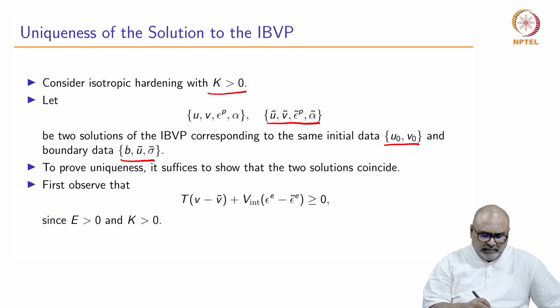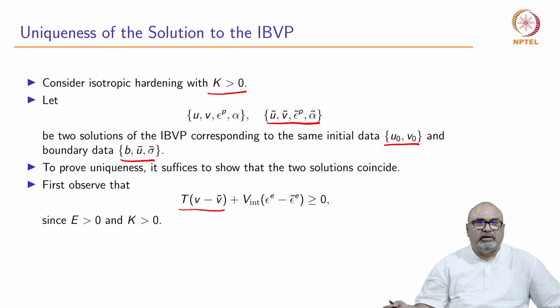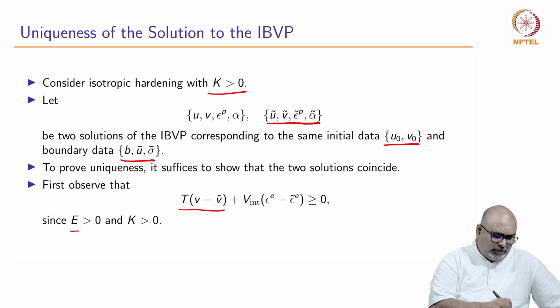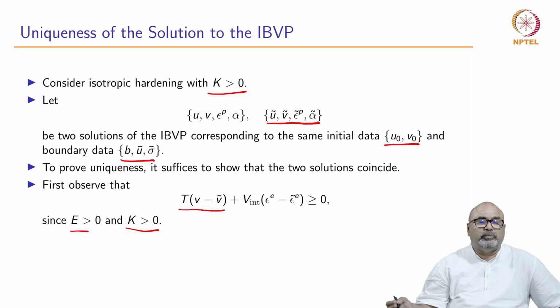So, first we observe that T of v minus v tilde plus V internal of epsilon E minus epsilon tilde E must be greater than or equal to 0. Since the elastic modulus and the isotropic hardening modulus are greater than 0, the kinetic energy and the internal energy, the net energy, is greater than or equal to 0 for any change in these two sets of solutions between v minus v tilde and epsilon E minus epsilon tilde E.